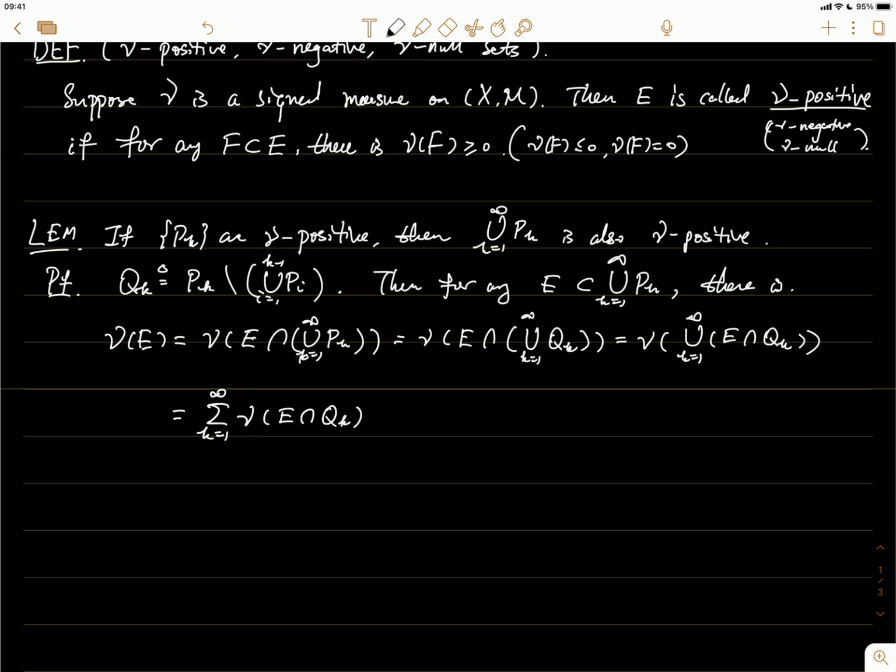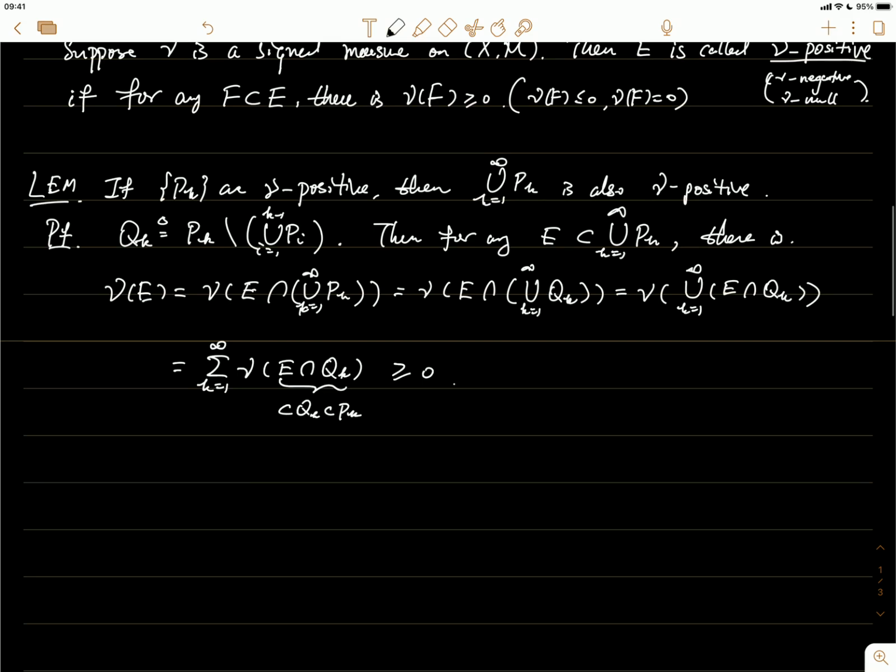Now you can see that the intersection of E and qk is a subset of qk, which is a subset of pk. So this set is also a subset of pk, and being a subset of pk means that its measure is greater than or equal to 0. For each of these terms it's greater than or equal to 0, so the sum is also greater than or equal to 0. That shows that for any subset E of this union, the signed measure is greater than or equal to 0, and that means the set here is mu positive.